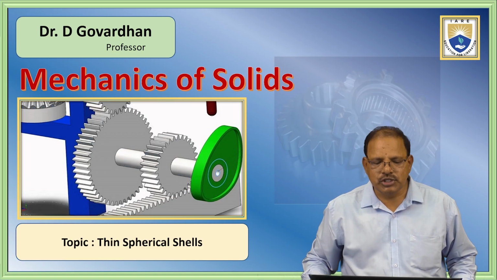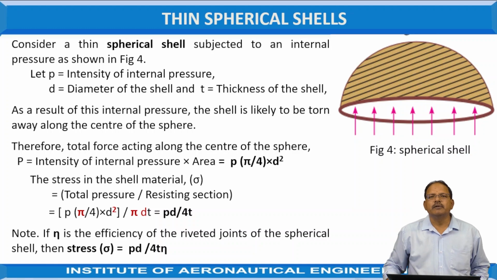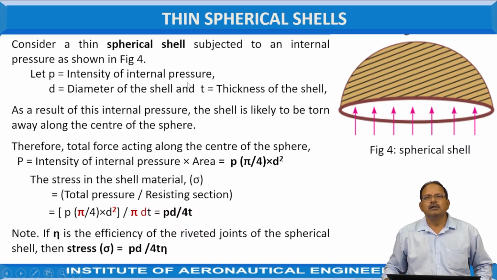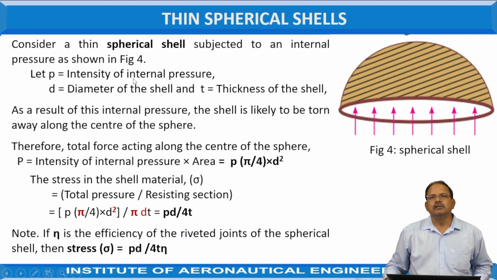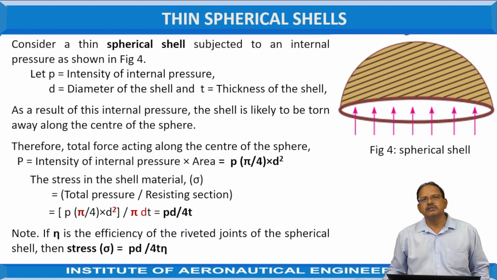Okay, thin spherical shell now. We have to determine what is the strain that is produced in a thin spherical shell. Till now we considered the cylinders only. In a cylinder, two types of stresses are induced: one is the circumferential stress, and the second one is the longitudinal stress.